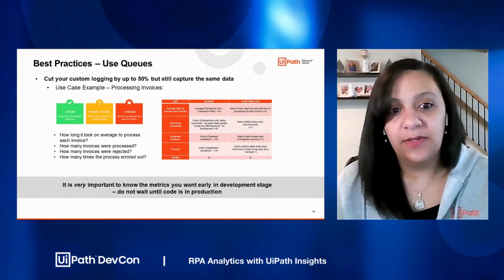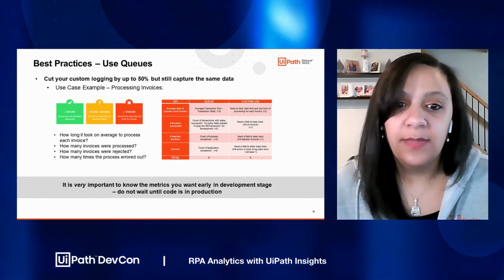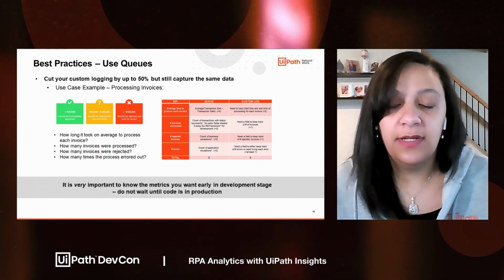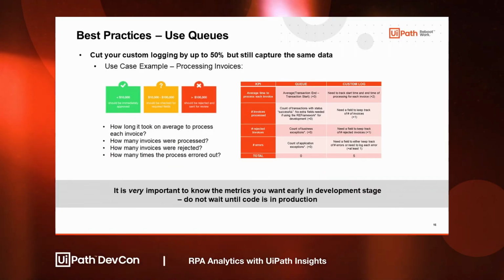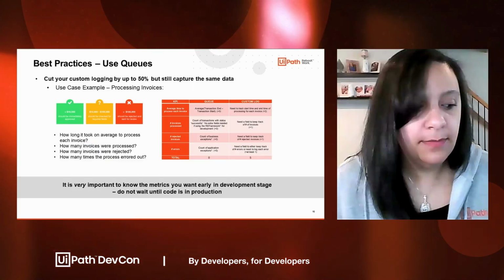And my last tip for you, which is really important and sometimes overlooked: it's very important to know the metrics you want early on in your development stage or in your design stage. You don't want to wait until your code is live and in production and then later on say, I want to see my business exceptions, and I'm using custom logging. Because that now means you have to go back to your code and update that, and you're going to lose out on time where you could have these metrics. So it's really important to have this conversation early on. Don't wait till the end.